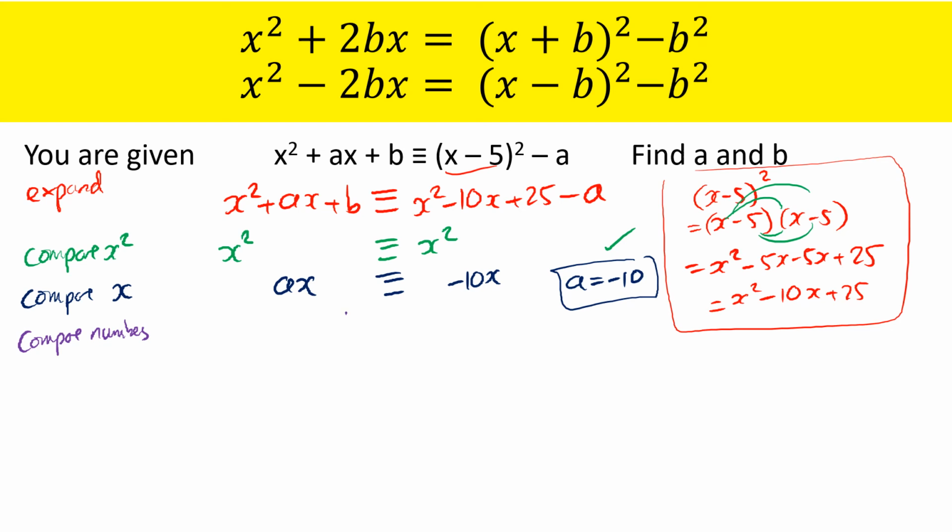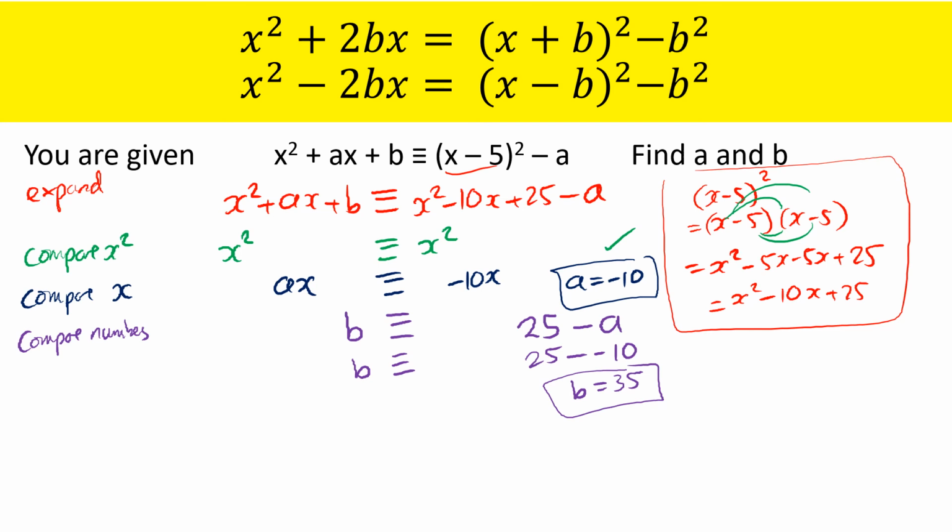So on the left hand side we've got b, and on the right hand side we have got 25 minus a. Now we know that a is equal to minus 10, so we can get from that that b is equal to 25 minus 10. Now minus minus is a plus, so that tells us that b is equal to 35.